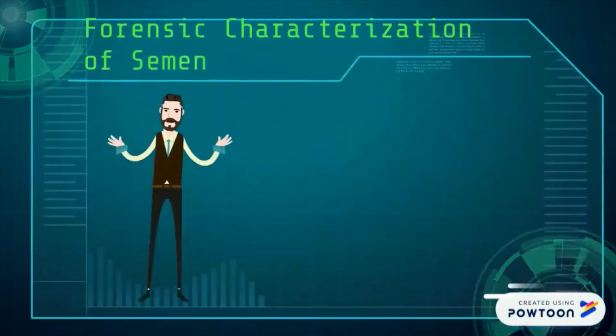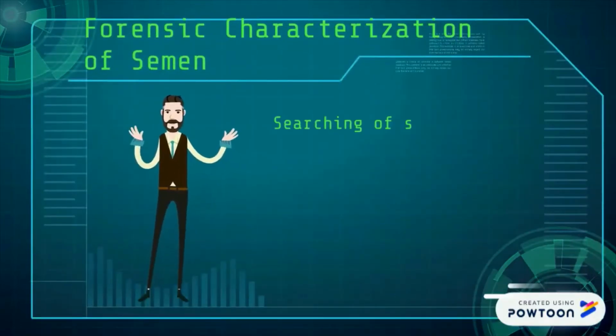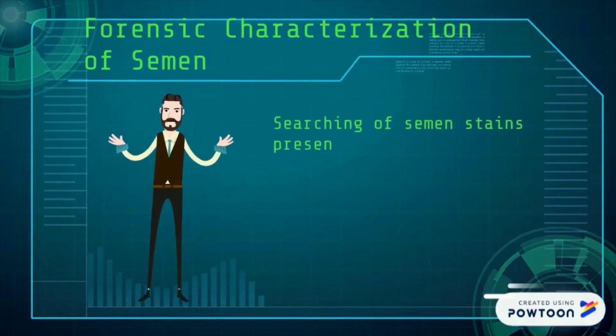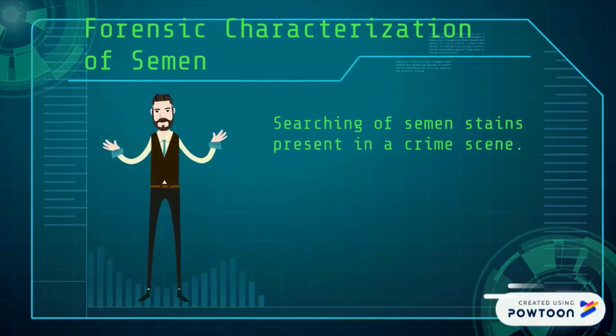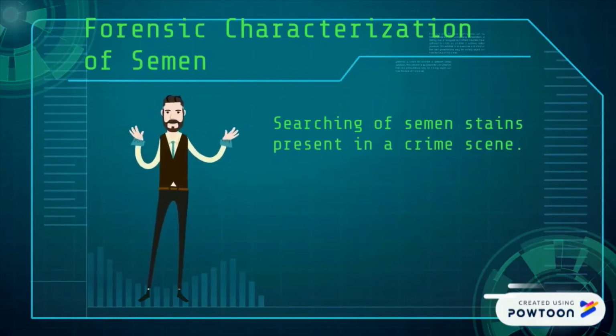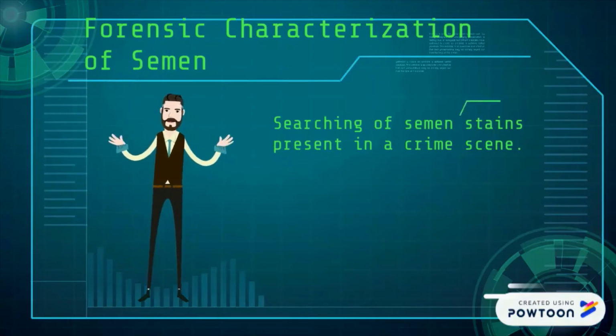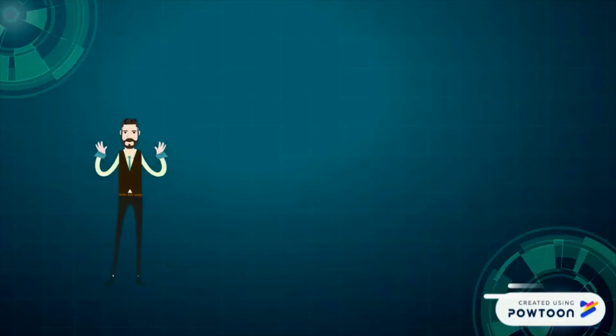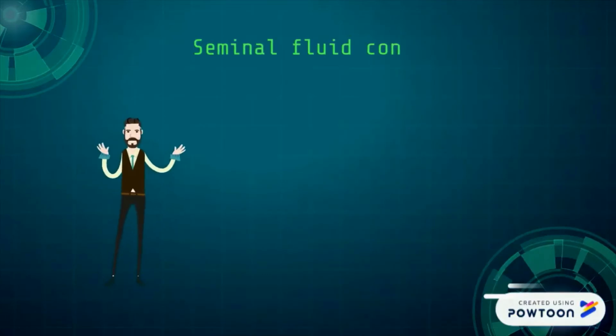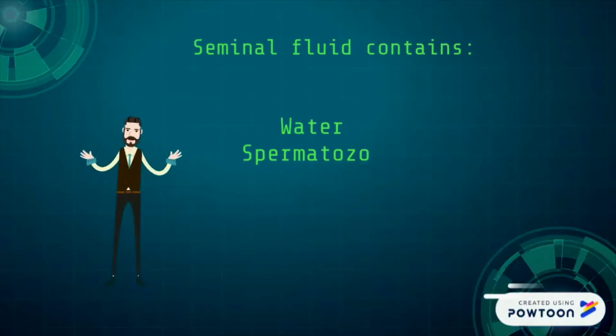Forensic characterization of semen. Many crimes involve sexual assault. Forensic investigators may need to search for semen stains at a crime scene. Semen is commonly found on beddings, clothing, towels, carpets, cushions, vehicle seats, etc. Seminal fluid contains water, spermatozoa, enzymes, and inorganic salts.